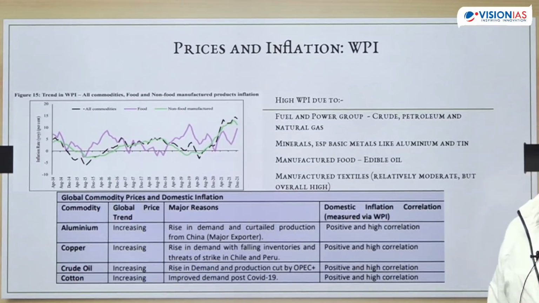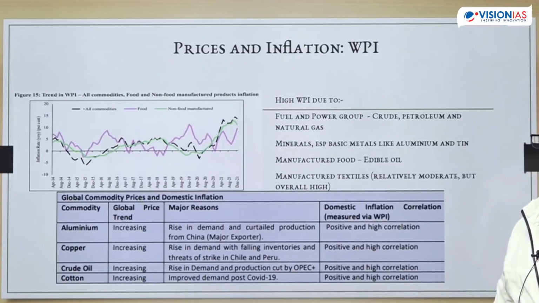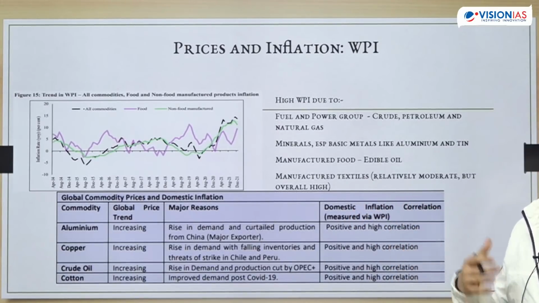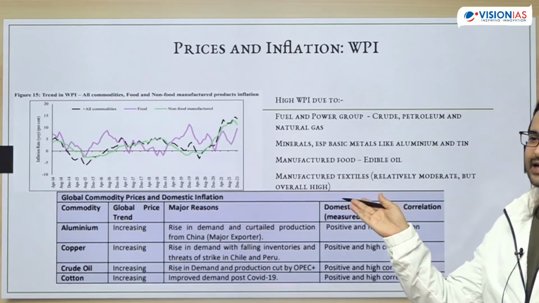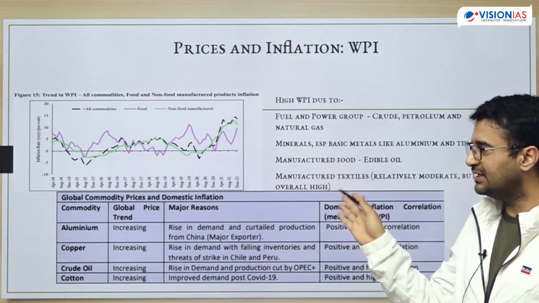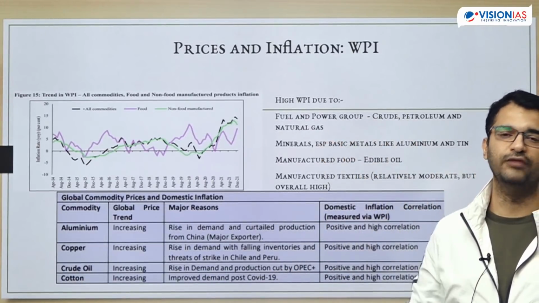So various subgroups in WPI such as fuel and power group, minerals especially basic metals, manufactured food such as edible oil, all these are showing a rise in prices internationally, and therefore our WPI is also rising. Even textiles, prices of cotton have increased, and therefore textiles are also showing a rise in prices. Rise of prices of textiles is not as high as rise in prices of other elements, but still it is about 15%, and therefore that is causing our WPI to move higher.